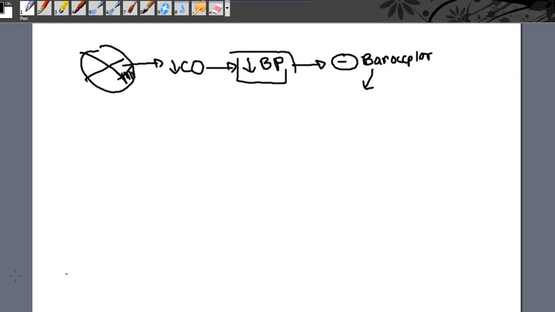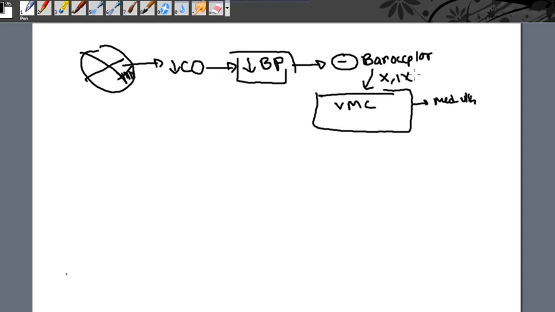When we have a fall in blood pressure, baroreceptor will sense that, and they will send this information through the vagus and glossopharyngeal nerve into the vasomotor center of the medulla. Vasomotor center is located in the medulla. They send this through the 9th and 10th cranial nerves, glossopharyngeal and vagus nerve, and from the vasomotor center there will be increased sympathetic outflow to the heart, or to the whole body.